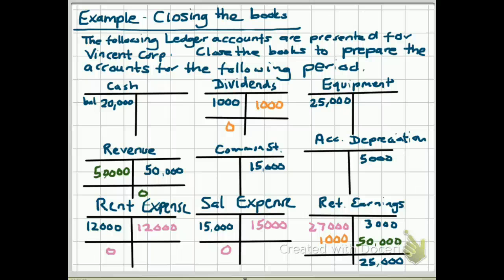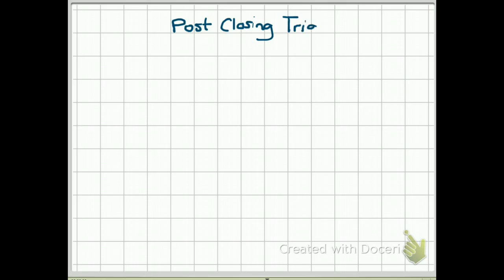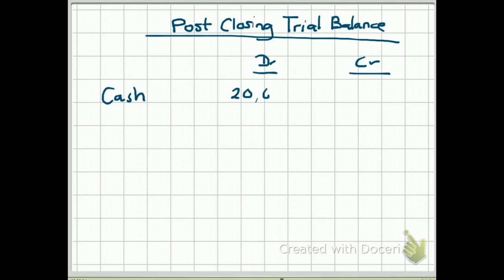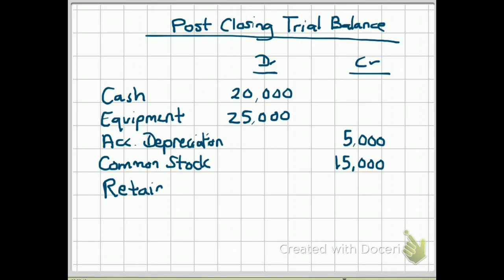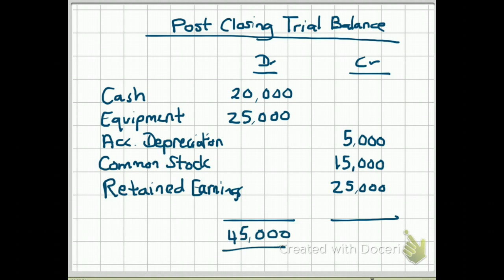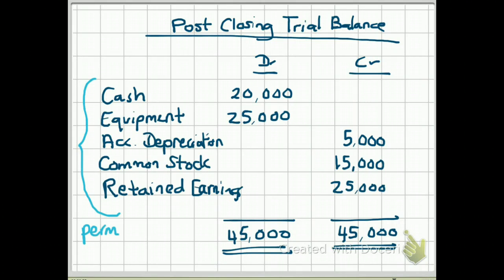Sometimes companies take a post-closing trial balance to make sure that they have closed their books correctly. What you do is take a trial balance, and your trial balance will have only your permanent accounts. So you will have cash, which we didn't close out, equipment, didn't close out, accumulated depreciation, common stock, retained earnings, and when you total up your two columns for your debits and credits for your trial balance, they will equal. Remember again, what we have after closing would be only the permanent accounts.